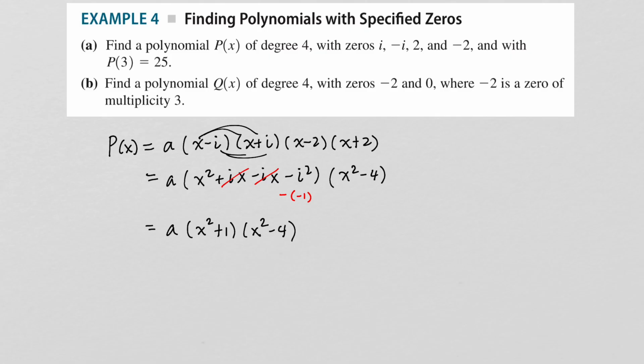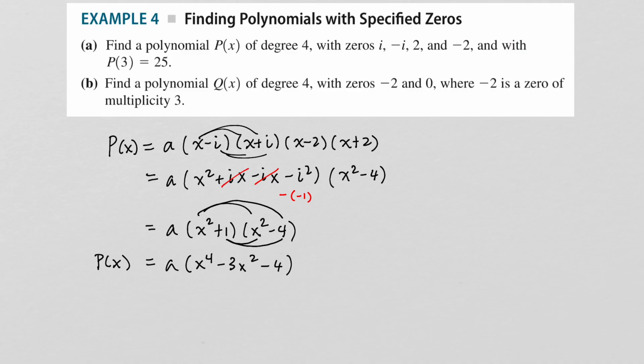Now we can continue to multiply this out. x squared times x squared is x to the 4th power. Then we have negative 4 times x squared and positive 1 times x squared, which is negative 3x squared. And then 1 times negative 4 is negative 4. And this is p of x.